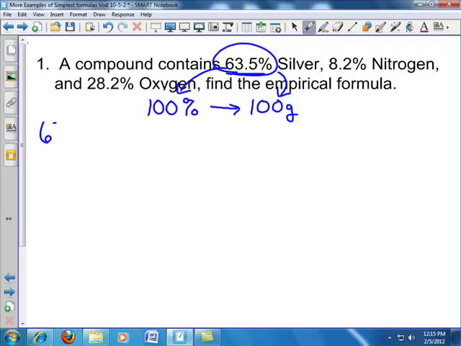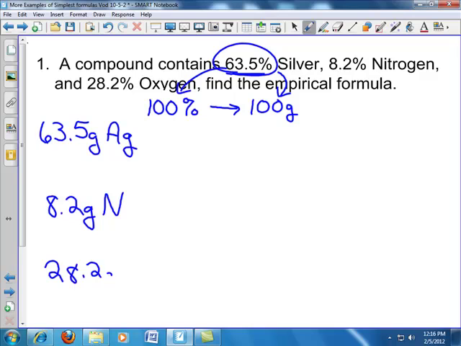So first thing we're going to do is take the percents and change them to grams. So I have 63.5 grams of silver. The way I like to do this is line them up right along the page, because we can do everything for these problems right in a straight line. Then I'm going to change the 8.2% of nitrogen to grams. And the last thing I'm going to do is change the 28.2 percent of oxygen to grams. So that was step 1.